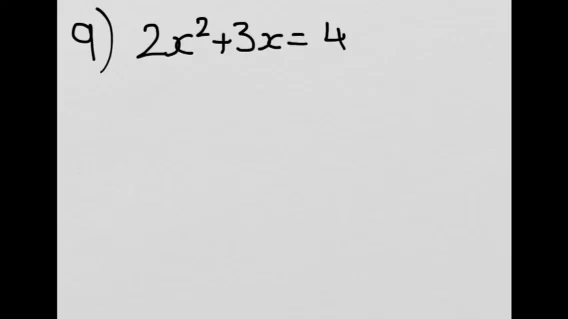So in question 9 we're asked to solve the equation 2x squared plus 3x equals 4, giving our answer to 2 decimal places. So what we need to do here is rearrange so that it equals 0, because you can't solve the equation unless the right hand side equals 0. So 2x squared plus 3x minus 4 is equal to 0.